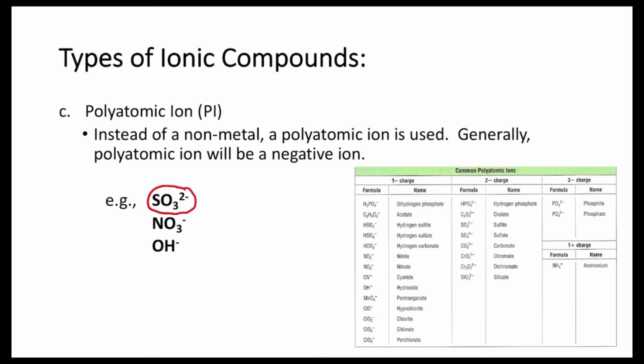The next one is NO3, which is nitrate, and this is made of 1 nitrogen and 3 oxygens. And then the OH is a hydroxide, which is made up of 1 oxygen and 1 hydrogen. So this can take the place, basically a metal can pair with the polyatomic ion instead of the non-metal that we were just working with previously with, say, lithium and oxygen.